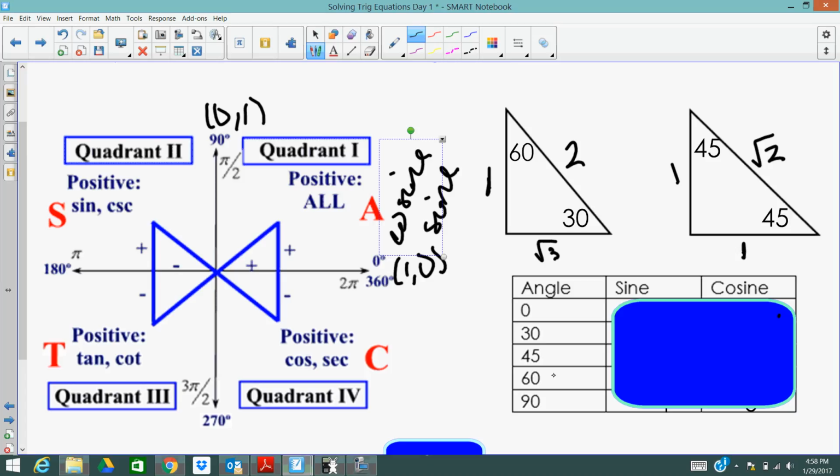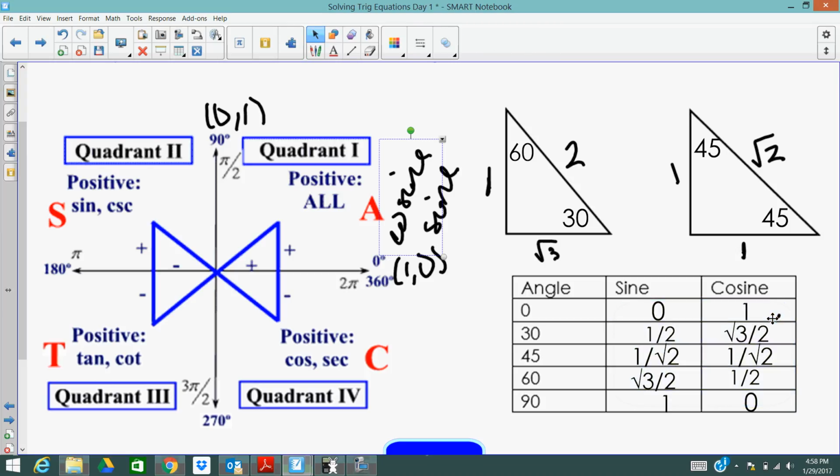Now for 30, 45, 60, we're going to have to use our triangles. So sine of 30 is 1/2. Cosine of 30 is square root of 3 over 2, etc. So go ahead, fill in this chart, pause the video. Alright, now check your answers. Let's see how we did.